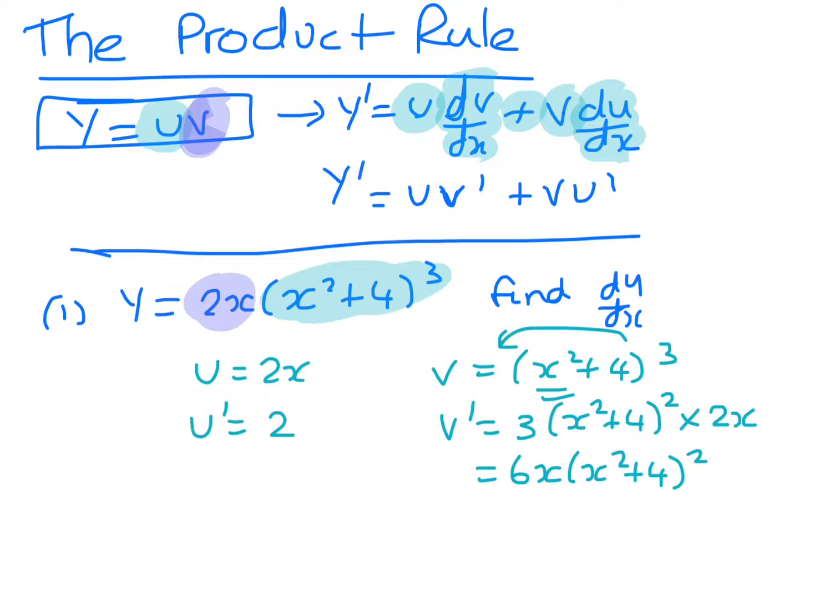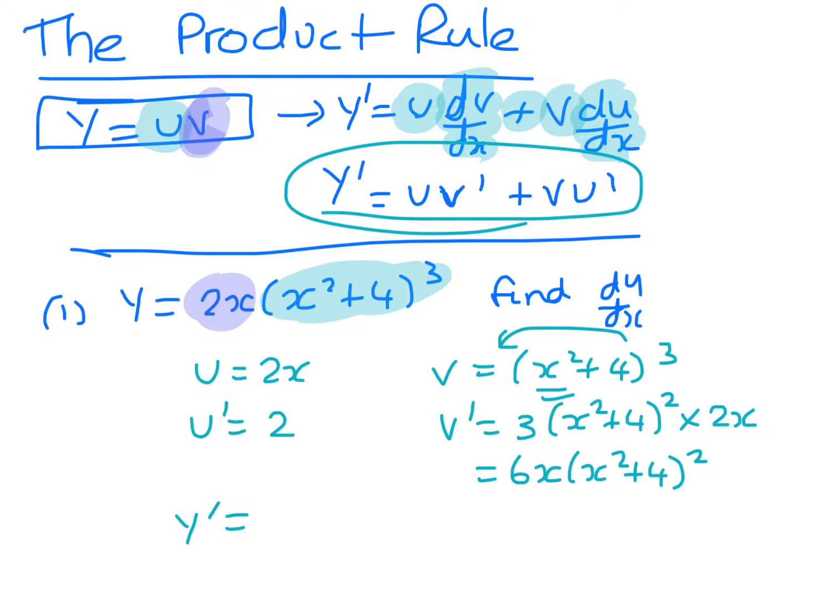And then the actual rule, it's much easier to remember like this, but if you understand the formula sheet, it's u, then differentiate v, then differentiate u. So what you need to do is you go u times v dash, so you cross them over, and then you go v times u dash. So u times v dash plus v times u dash.